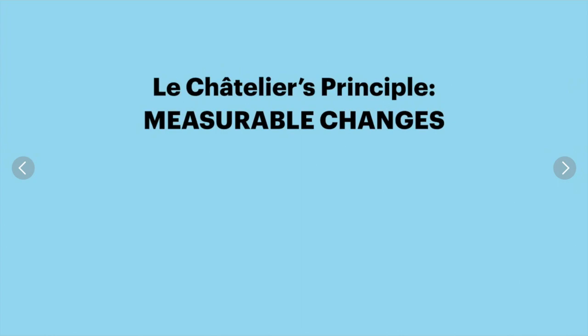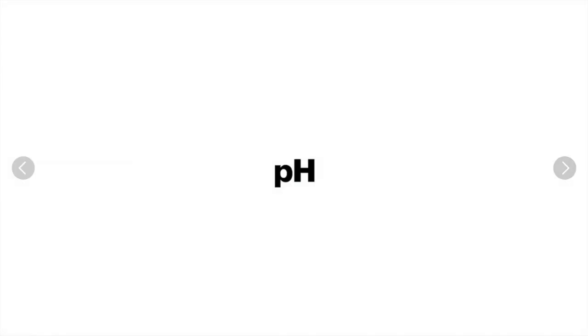Now that we know how the system will respond to each of these changes, we can apply this to predict the effect that it will have on measurable properties such as pH, temperature, and color. So now we're going to look at how Le Chatelier's principle can be used to predict the effect that a stress will have on pH.